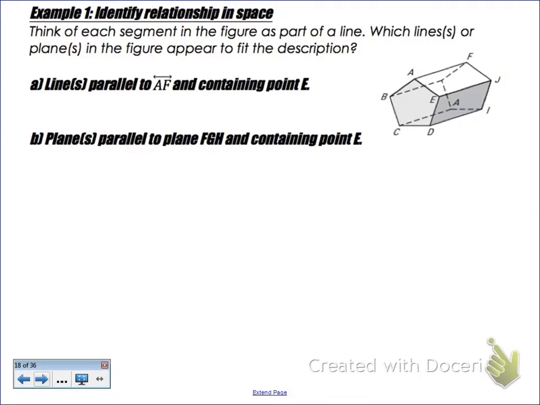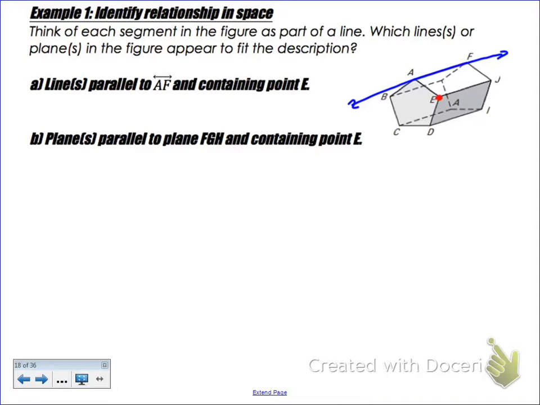So in example 1 here, we want to think of each segment in the figure as a part of a line. Which line or lines or plane or planes in the figure appear to fit the description? We want to think of each part as being able to be extended past what we have up here. So we want to find a line or lines that are parallel to line AF and containing point E. If we extend line AF past points A and F, it would look something like this. And we want to find a line that is parallel to this containing point E. Point E is right here.